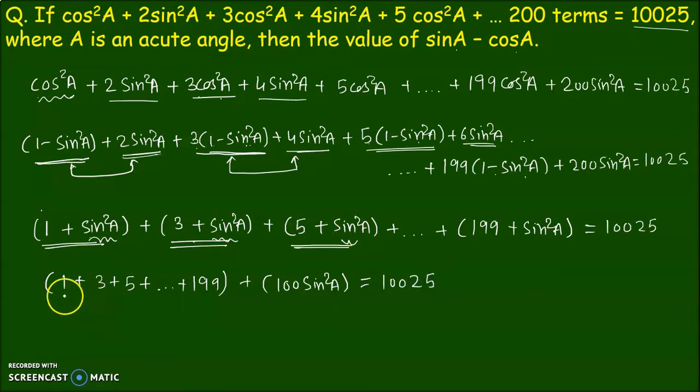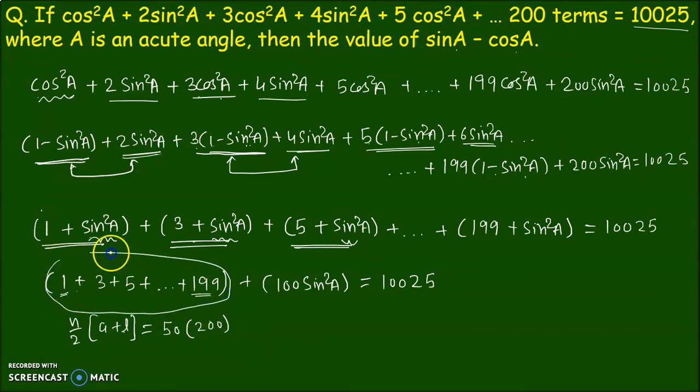Now you can solve the addition of 1 plus 3 plus 5 up to 199. Using the sum of an arithmetic progression, the formula is n by 2 into A plus L. Here n is the number of terms, which is 100, so n by 2 is 50. A is the first term, that is 1, and L is the last term, that is 199. So 1 plus 199 is 200. The addition will be 50 multiplied by 200, which is equal to 10,000.